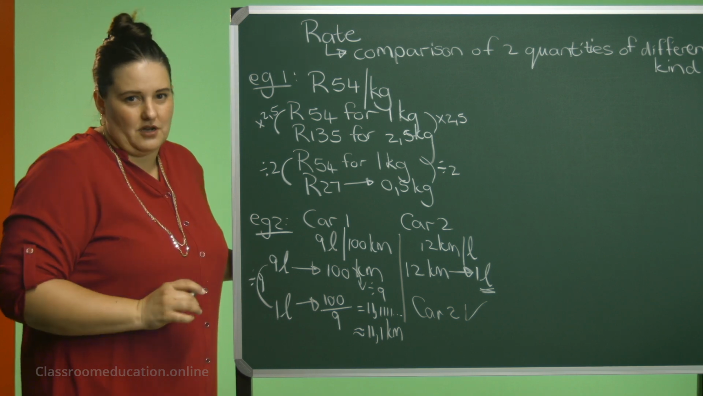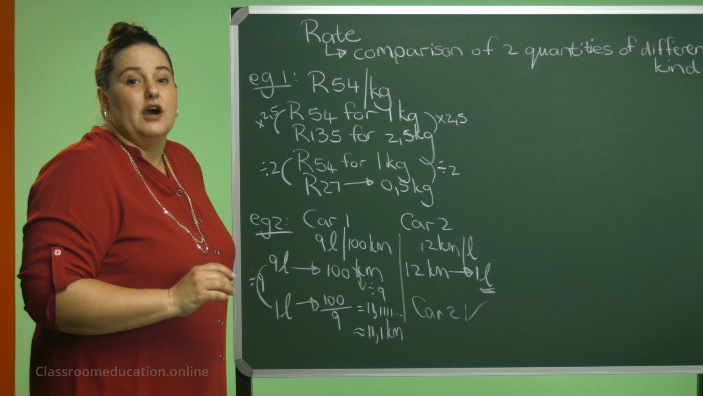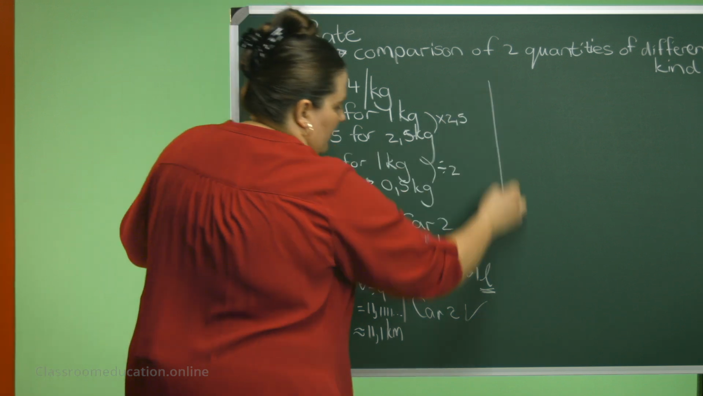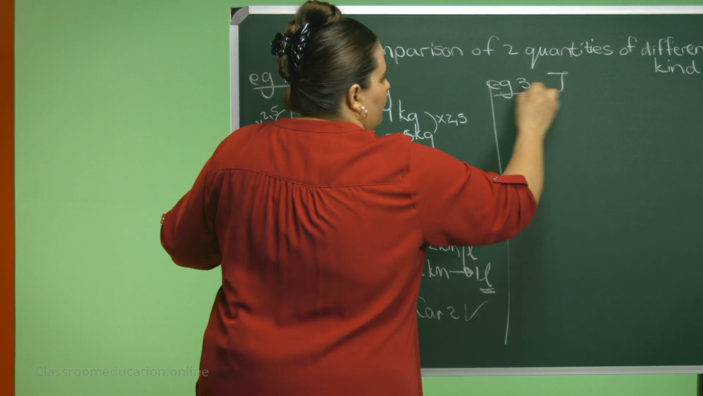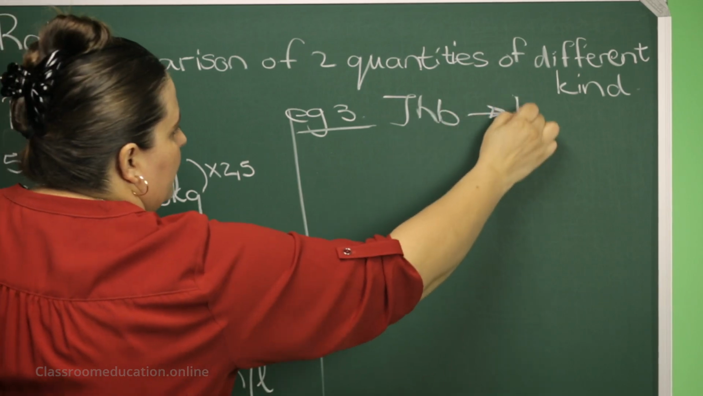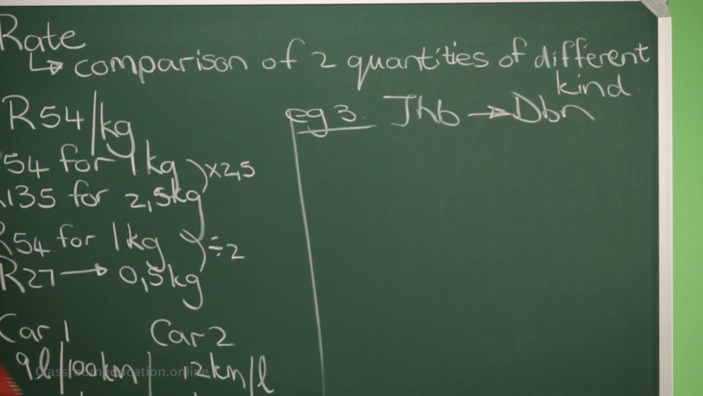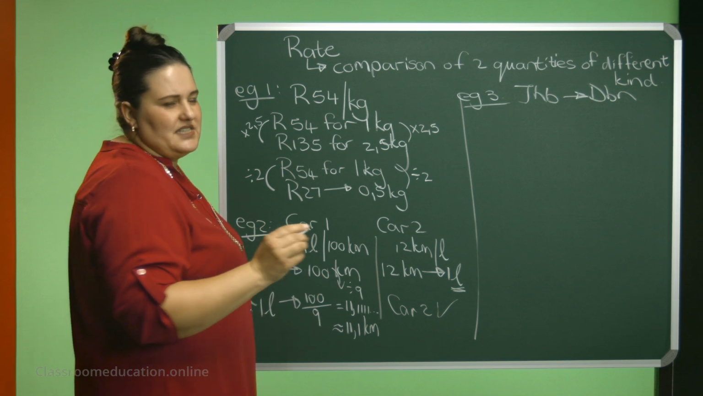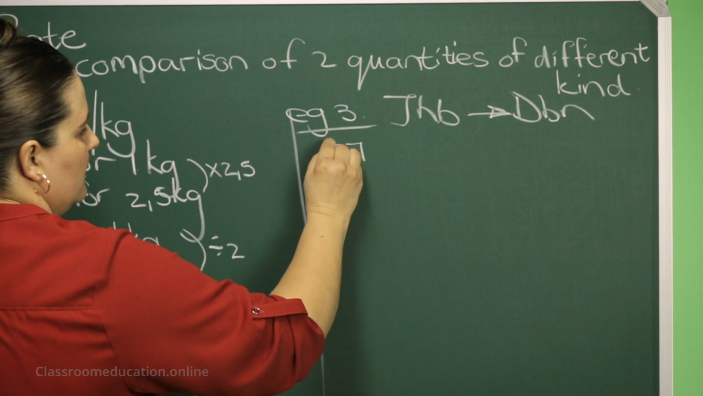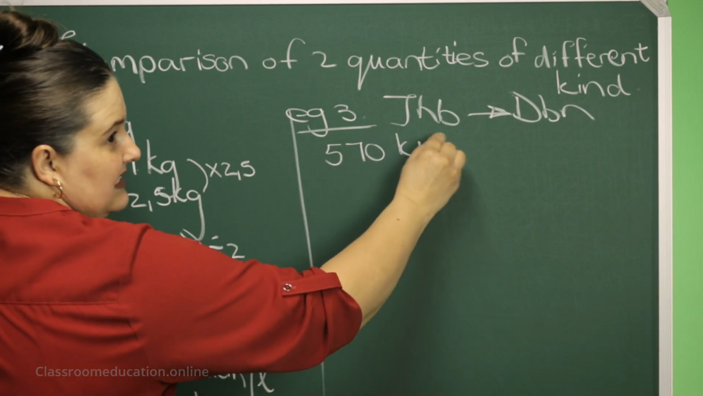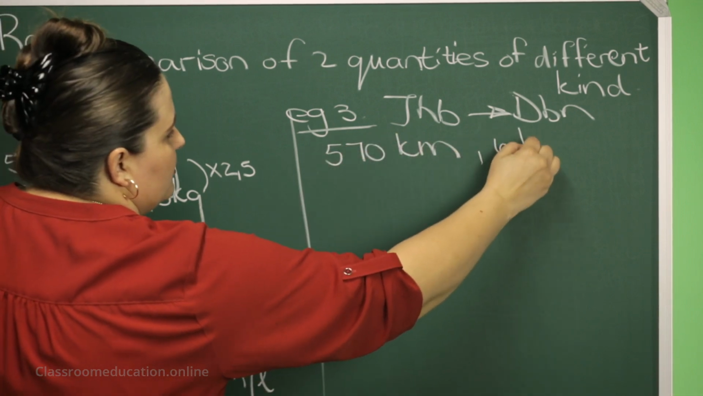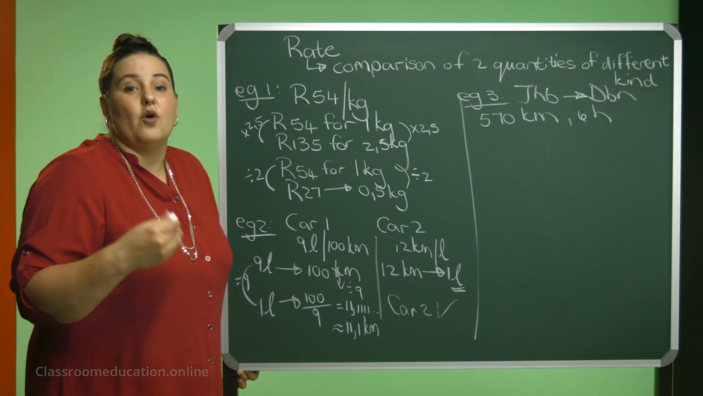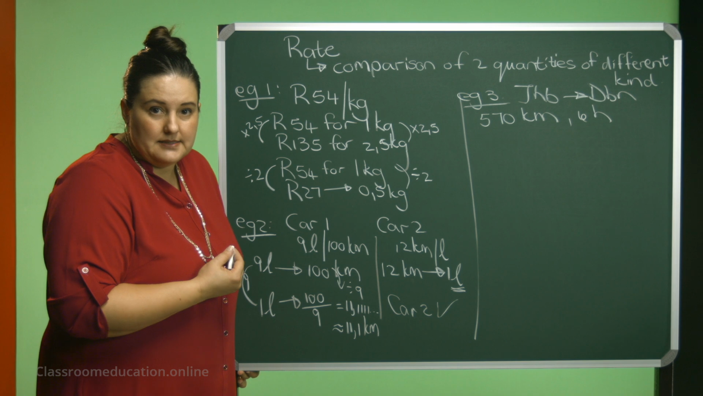Now you've bought car 2. And now you want to go on a journey from Johannesburg to Durban. We are going from Johannesburg to Durban. The distance is, let's say, 570 kilometers. And it takes you 6 hours to drive. So now's my question. What is your average speed?